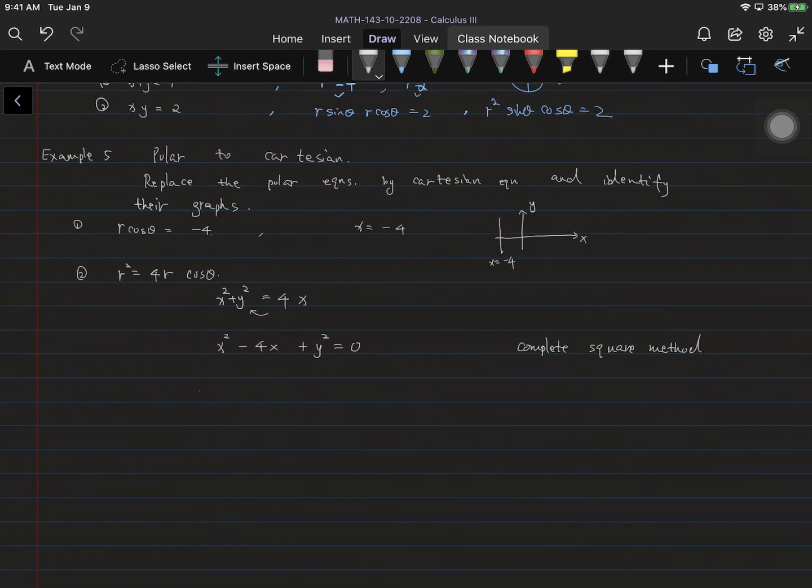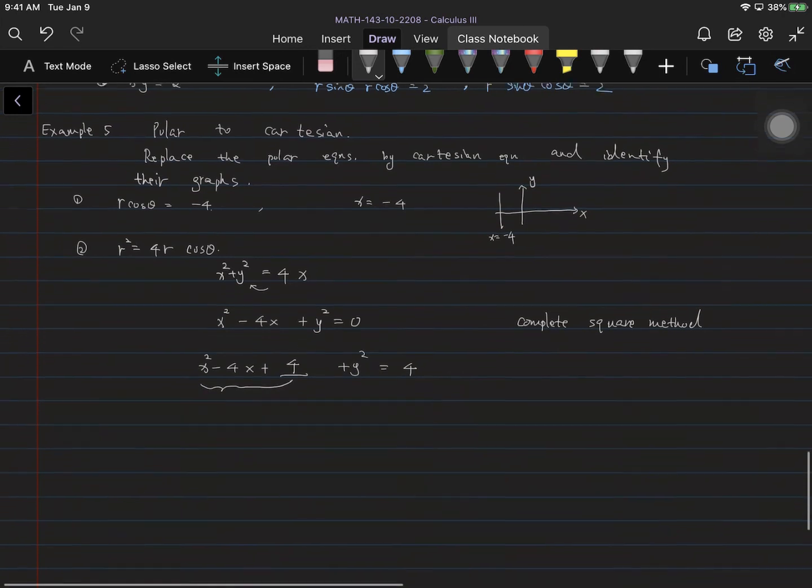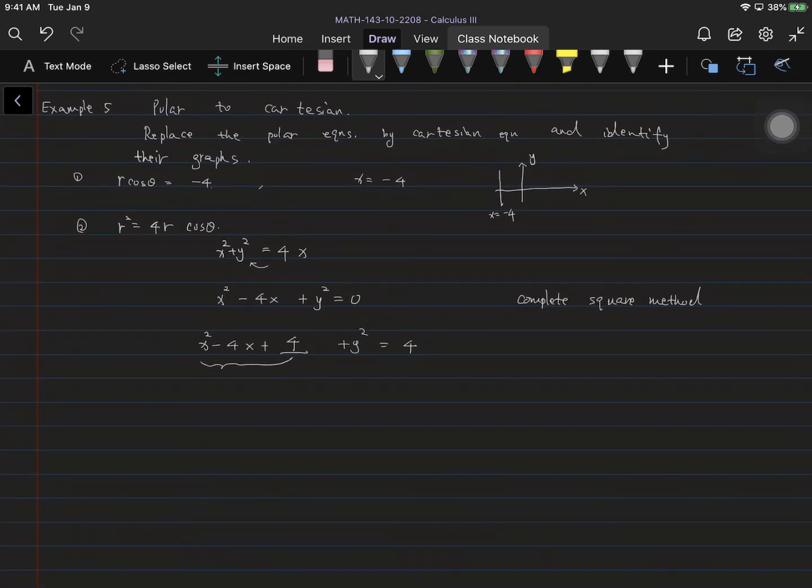Okay, so we add one term here and try to make this whole thing into a square. If we look at this form, we know we should add a 4. Because we add a 4 on the left side, we also need to add a 4 on the right side, right? To keep the same equation. Right now, we complete the square. So it becomes x minus 2 squared plus y squared equals 4.